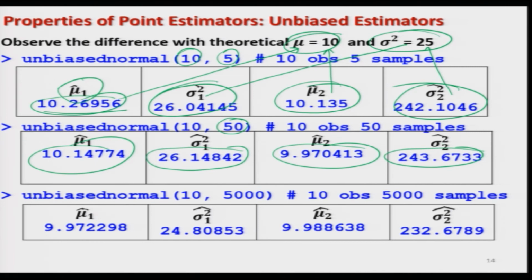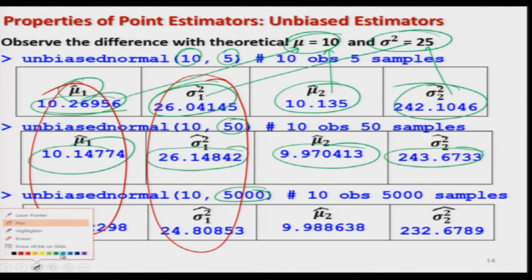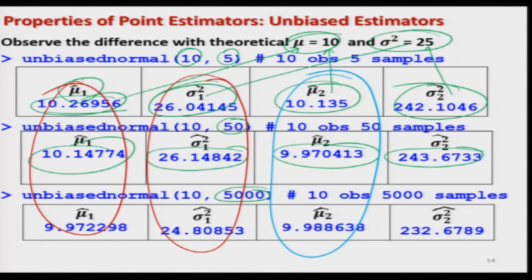Similarly, if you generate 5,000 samples from the same population and compute the same thing, the values of mu 1 hat are not changing much, and the values of sigma 1 square hat are not deviating much from the true value. The estimates of mu 2 hat are also close to 10, but the values of sigma 2 square hat are very far away from the true value 25.